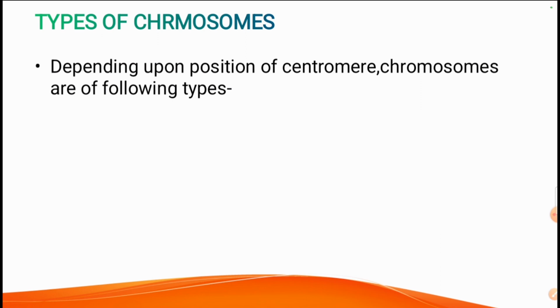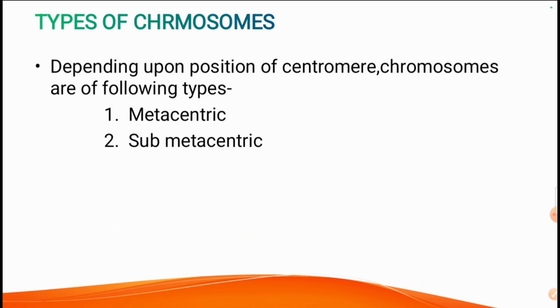Then we can also divide the chromosomes on the basis of the position of the centromere. On the basis of the position of the centromere, the chromosomes can be of the following four types: metacentric, sub-metacentric, acrocentric and telocentric.